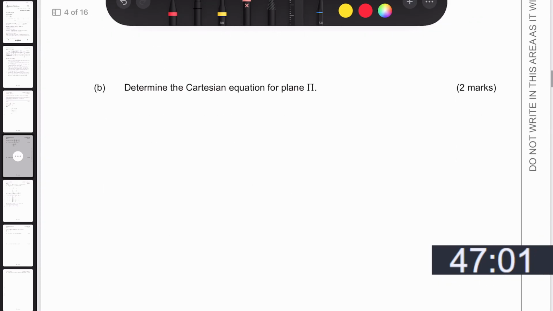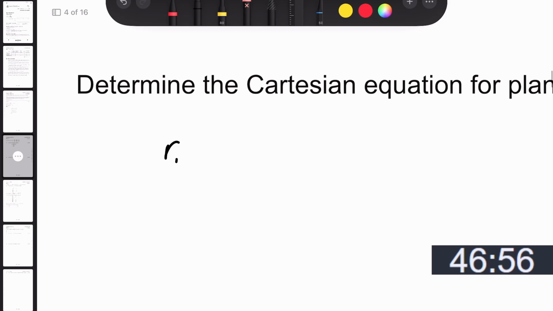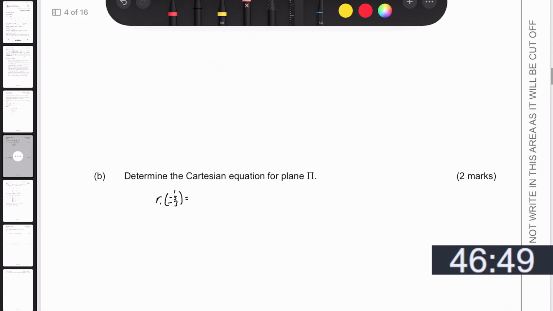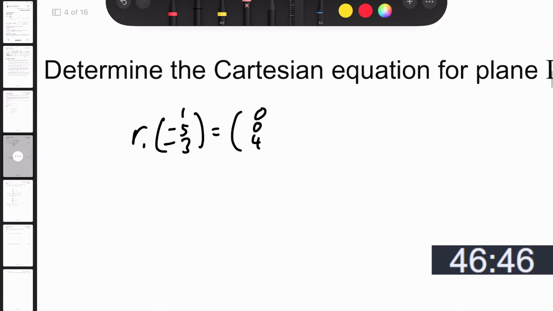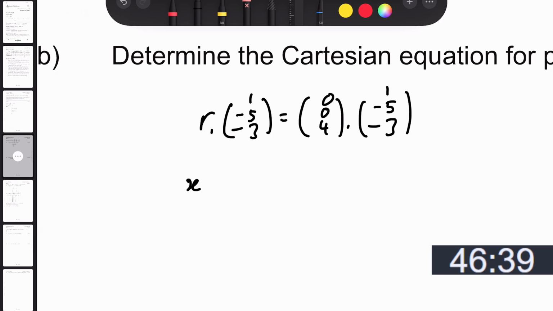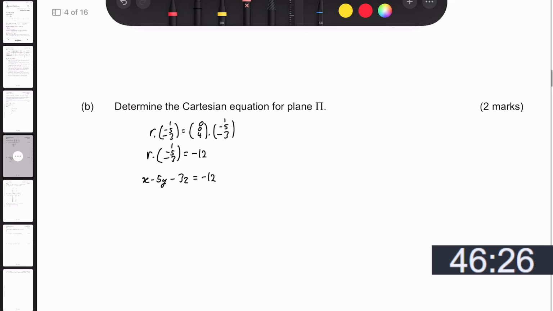Yep. Determine the Cartesian equation for the plane. So let's say that r dot 1, negative 5, negative 3 is equal to 0, 0, 4 dot 1, negative 5, negative 3. So then we have that x, actually we'll just evaluate this first. It's equal to negative 12. So then x minus 5y minus 3z equals negative 12.